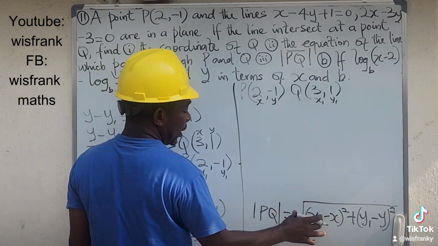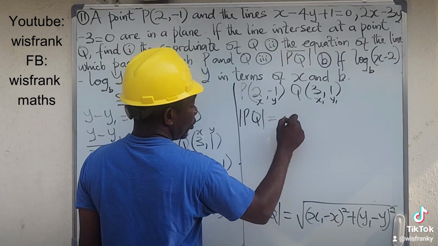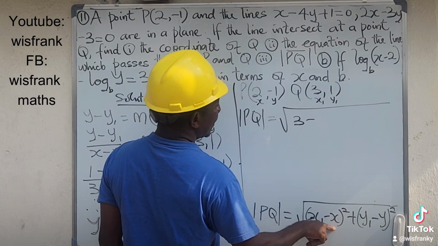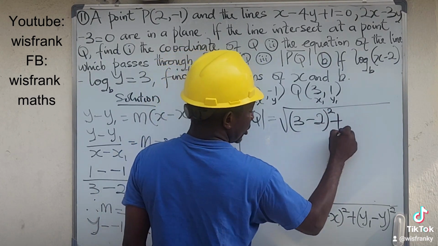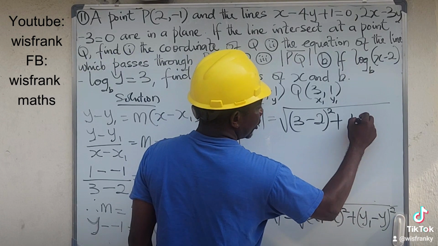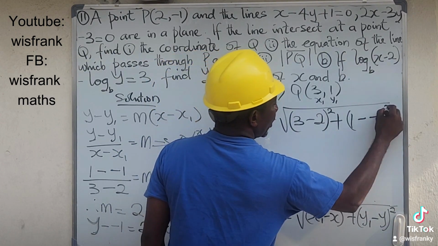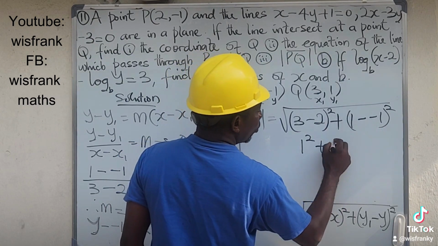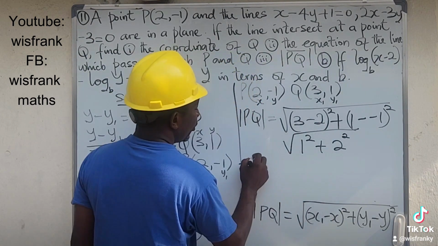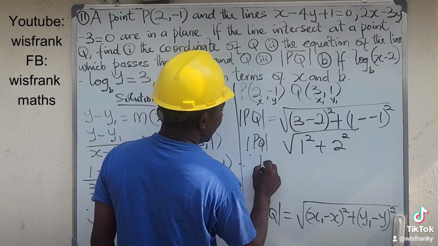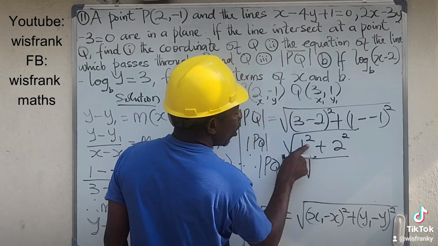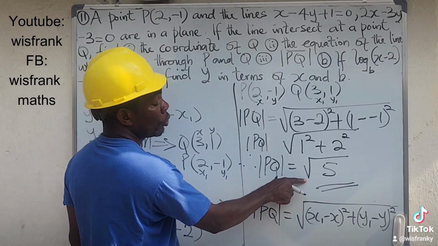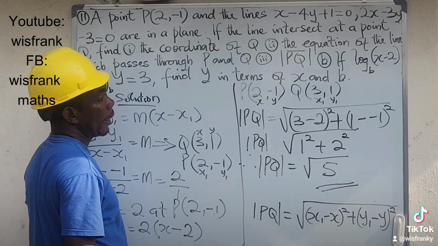To substitute this, we have line PQ equals the square root of, when we have x1, our x1 is 3 minus our x here is 2, all squared, plus our y1 here is 1 minus our y here is minus 1, all squared. So 3 minus 2, we have 1 squared, plus 1 minus minus 1, we have 2 squared, all under the square root. Therefore, line PQ equals the square root of 1 squared plus 2 squared, which is 1 plus 4, equals the square root of 5. So line PQ equals root 5. That is for III.